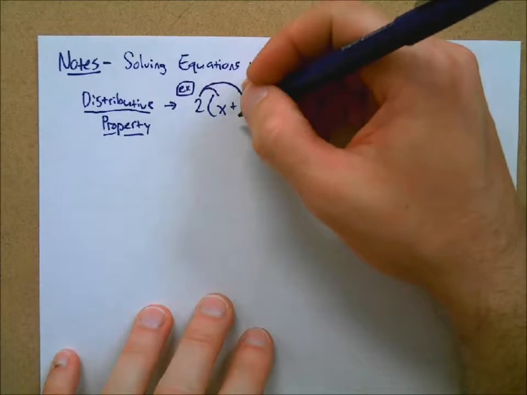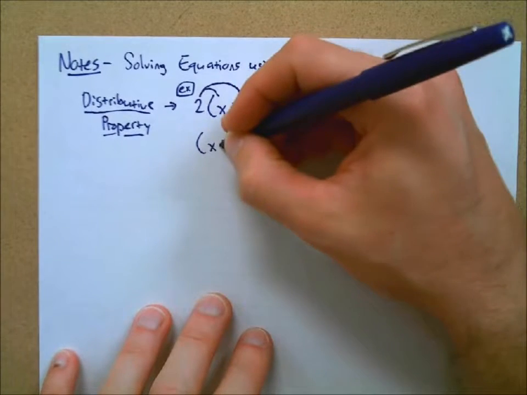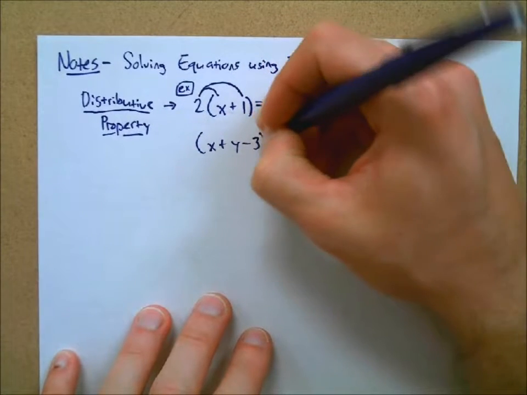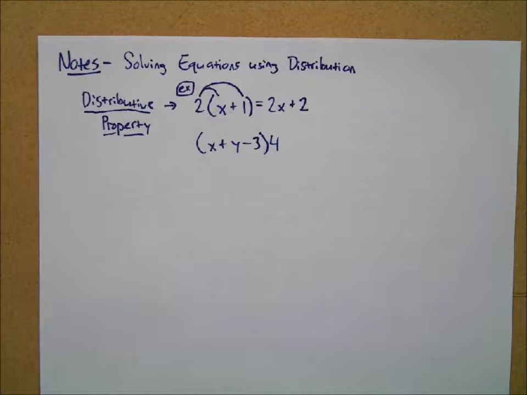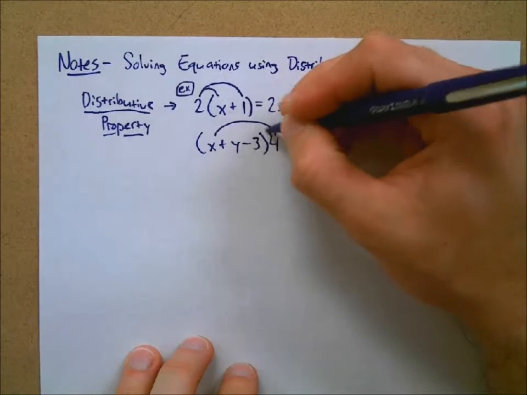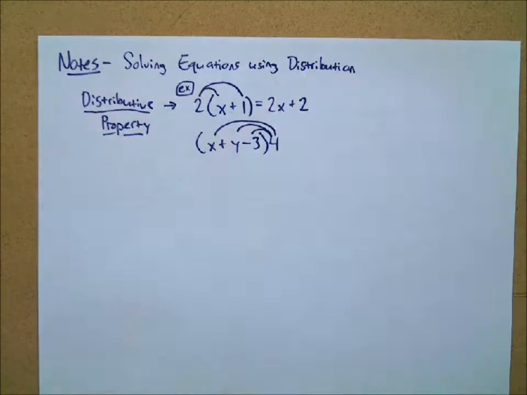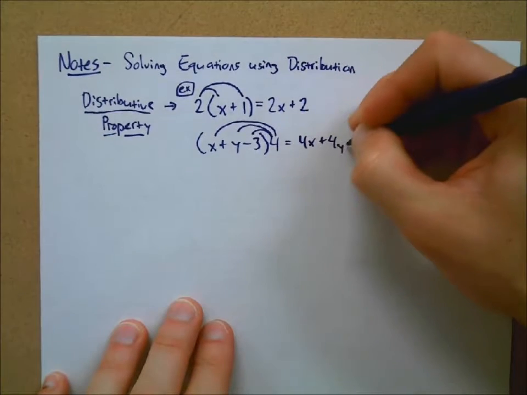But I mean, I can make it look funky if I wanted to. I could do, I don't know, parentheses x plus y minus 3, and then the 4. You can put the 4 at the back, too, if you want to. It is times 4 right there as well. Okay, and you can distribute like this, right? So the 4 could distribute to the x, and then to the y, and then to the minus 3 as well. So that's a distribution as well. And you'd have 4x plus 4y minus 12, like that.